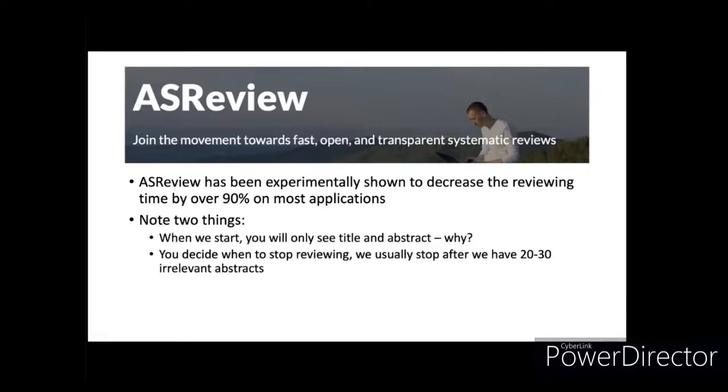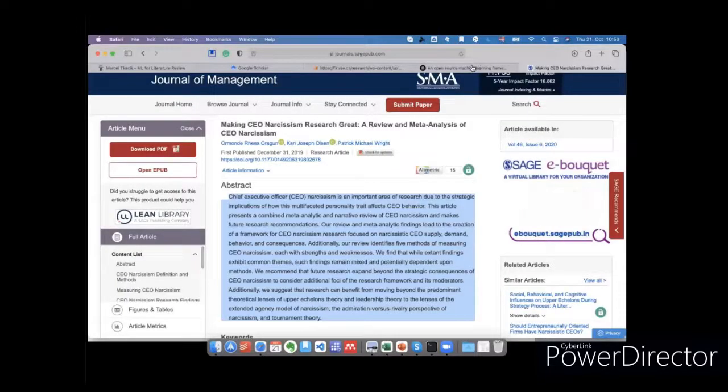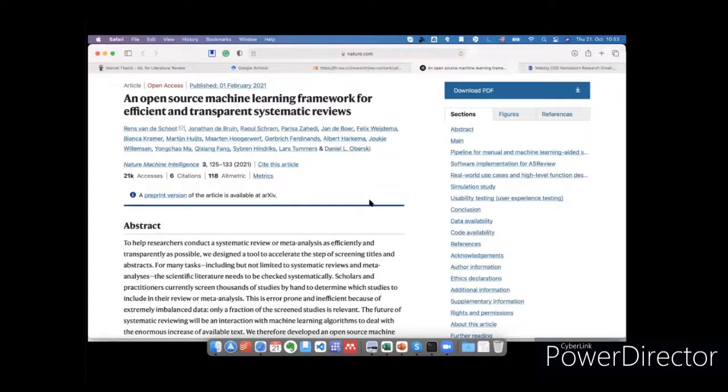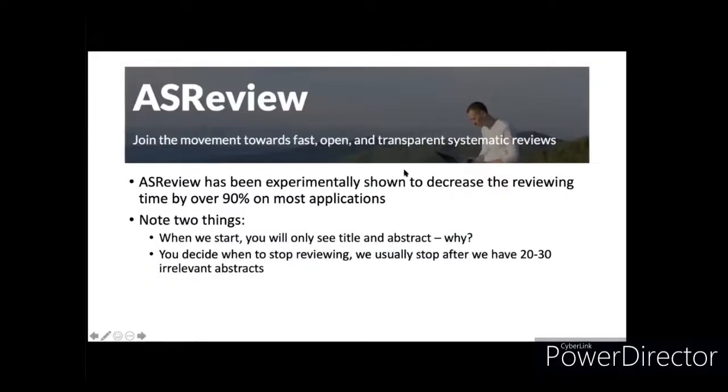But yeah. It has been experimentally shown, so if you are going to read this paper, which you can, I included the link. It has been experimentally shown to decrease the reviewing time by over 90% on most applications. This is obviously if you are working in a very niche field. For example, economics of crime is a very niche field that I don't do anymore anyway.